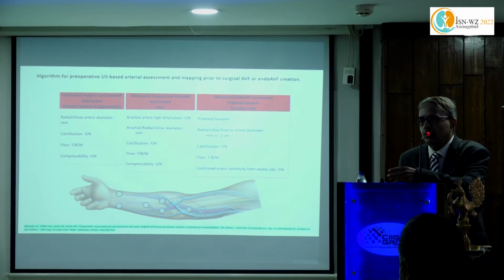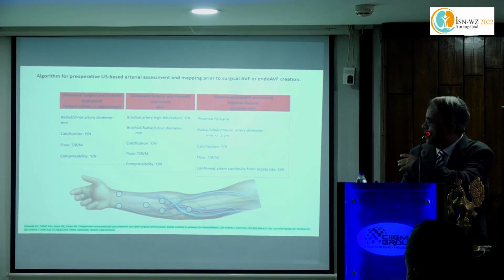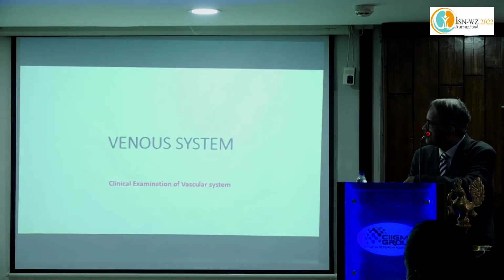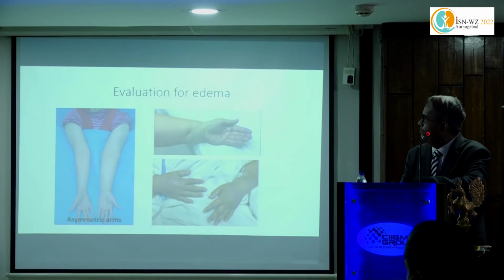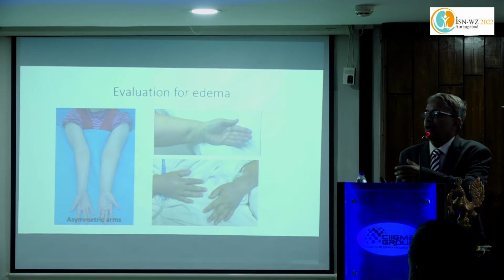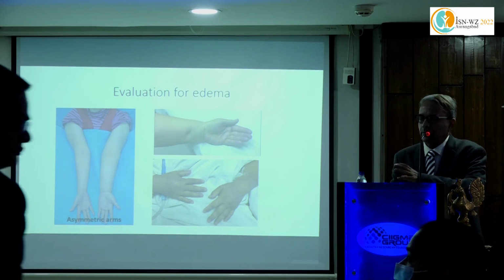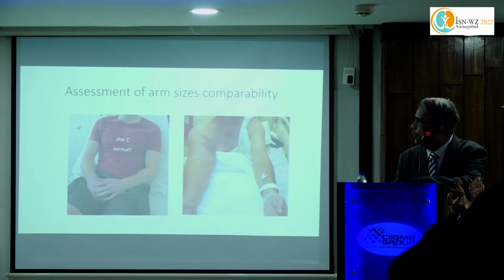Because there is anatomical and physiological variation in individuals, the veins may not be like this in all patients. In the venous system, you need to evaluate whether the person has edema of both arms. If they are edematous, you need to dialyze him, get a dry weight on him, and then plan for AV fistula.